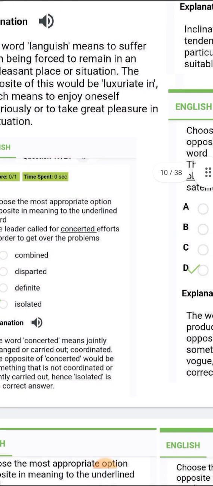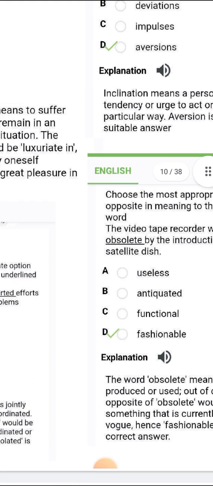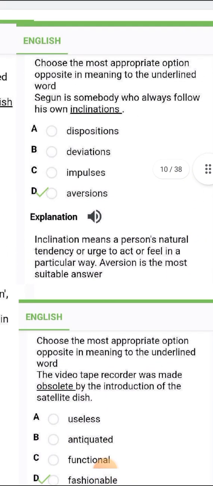All right, so now let's go to the next one. We have inclination. So the opposite word there is aversions. Our explanation says that inclination means a person's natural tendency or urge to act or feel in a particular way. Aversion is the most suitable answer.